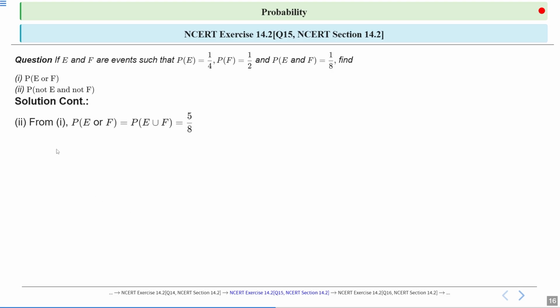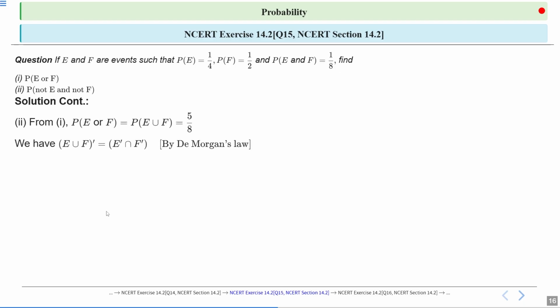So now from 1 we obtain probability of E or F, that is probability of E union F, is 5 by 8. Okay, so we note here this value because we will use this value for finding probability of not E and not F. Clear?